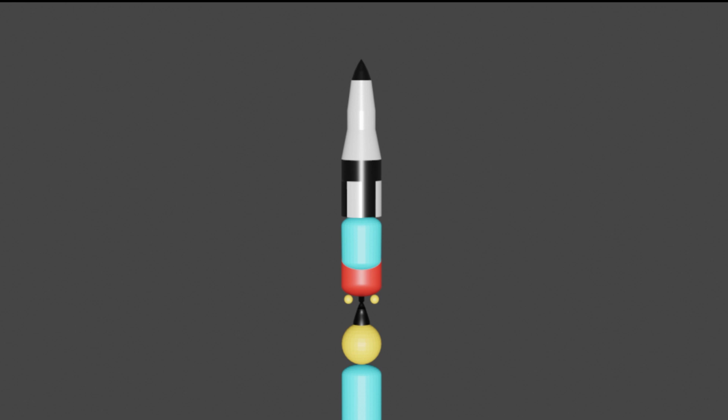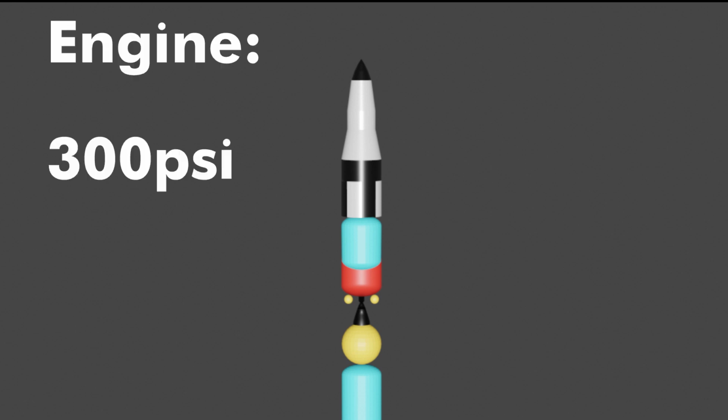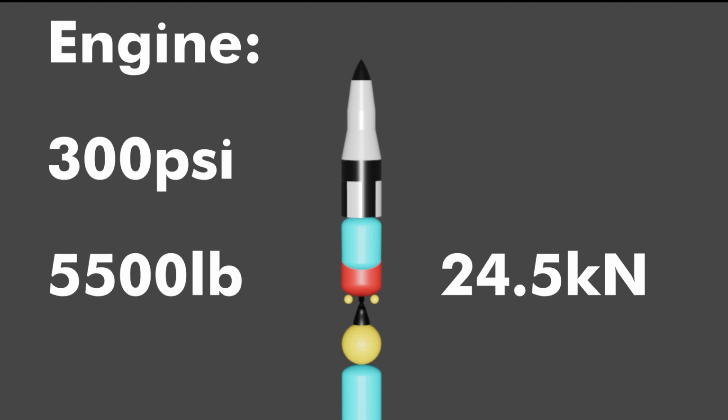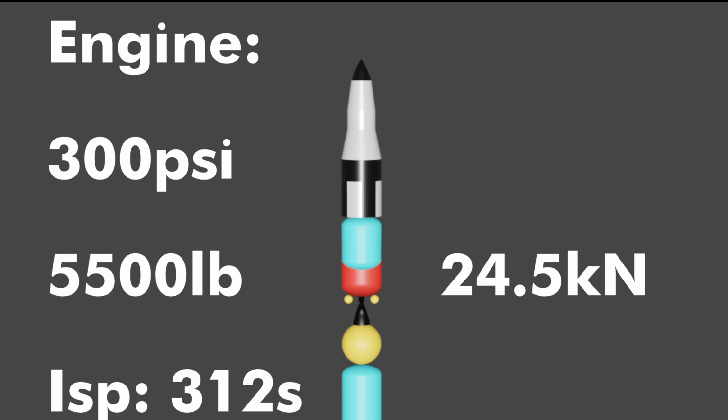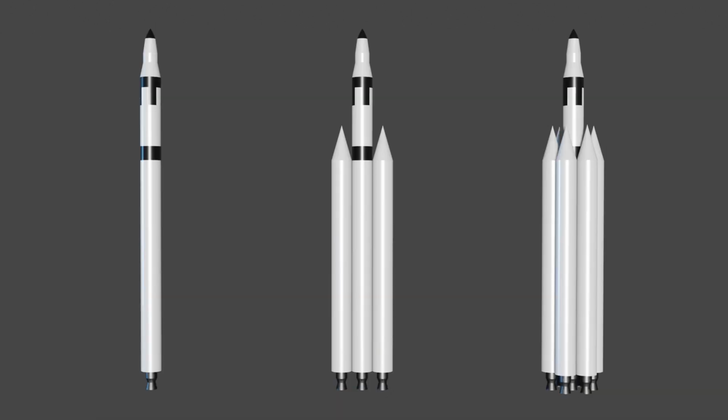As for the engine, the rough performance I estimated was 300 psi and 5,500 pounds of thrust, leading to about 312 seconds specific impulse. Three Percheron vehicles were proposed: a single module two-stage system, a 3-module three-stage system, and a 7-module system. Performance figures are based on my own estimates.